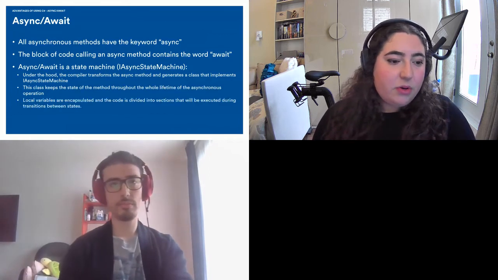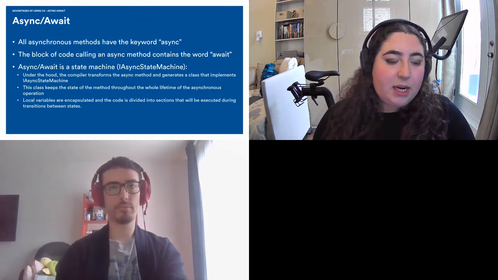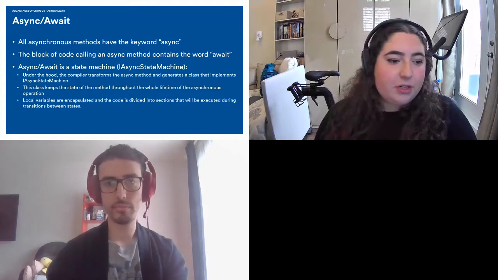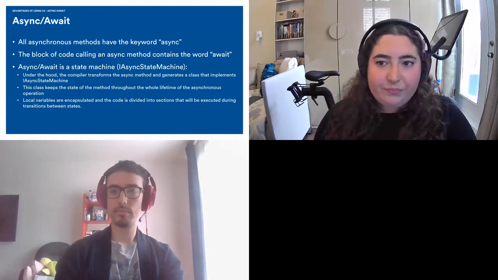So the compiler transforms the async method and generates a class that implements an IAsyncStateMachine. This class keeps the state of each method throughout the whole lifetime of the asynchronous operation. Local variables are encapsulated, and the code is divided into sections that will be executed during the transition between states. I know that this doesn't mean much, so let's look at an example to really understand how this works.